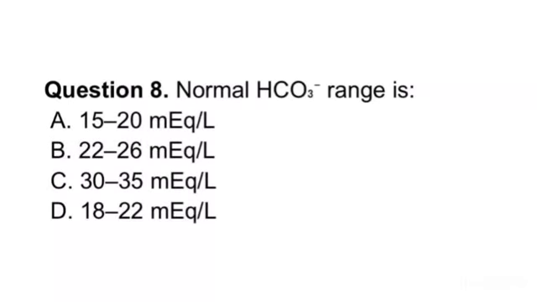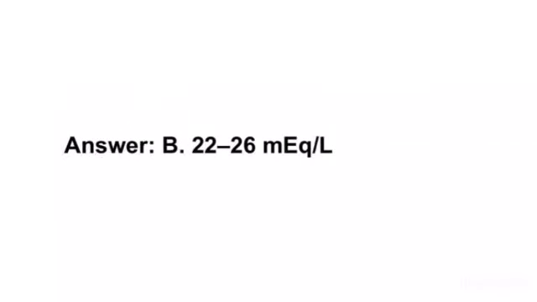Question 8. Normal HCO3 negative range is A. 15 to 20 MEq per liter, B. 22 to 26 MEq per liter, C. 30 to 35 MEq per liter, D. 18 to 22 MEq per liter. Answer B. 22 to 26 MEq per liter.